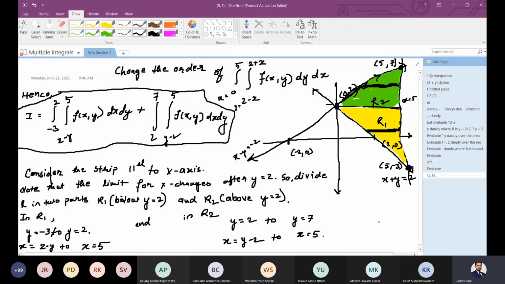So how did we get that 5 comma 7 and 5 comma minus 3? The minus 3 and 7. You put that x equal to 5 in the equation of line, you will get the point of intersection. It's just the intersection of two lines. Okay, got it.